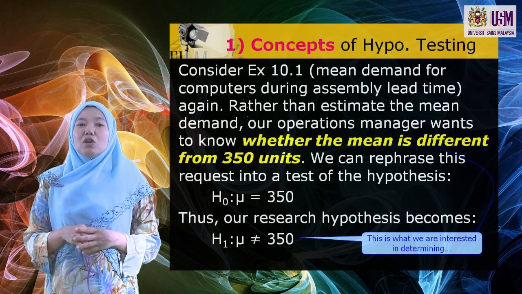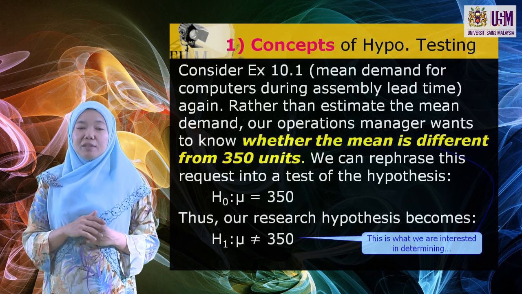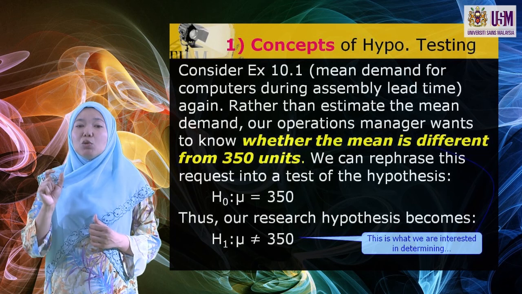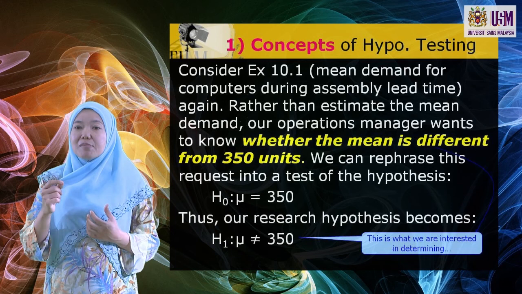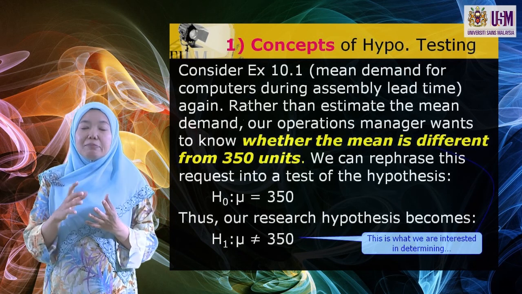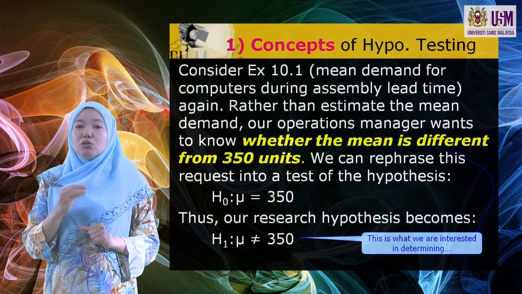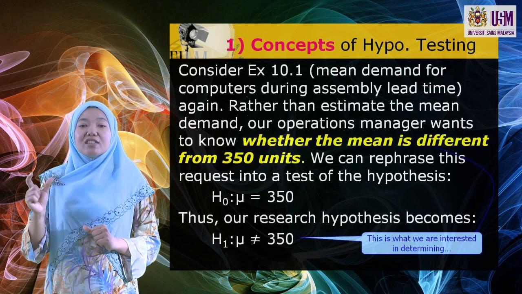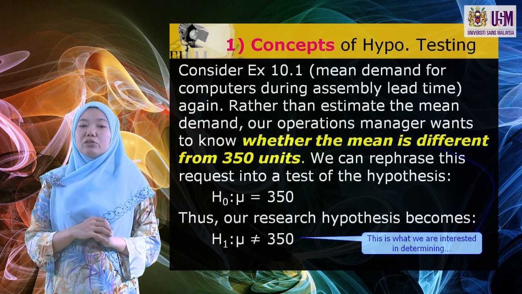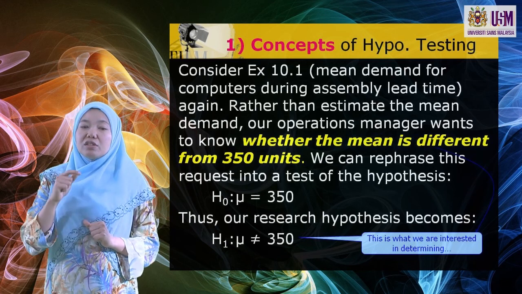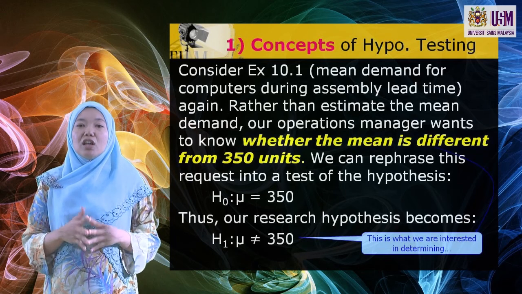So how do you write this? Because we're talking about the mean and the value is 350, you write H0 as mu equals 350. And because the phrase says whether the mean is different, and does not say that the mean is greater or less than 350, you write your alternative or research hypothesis as H1: mu does not equal 350. H1, mu not equal to 350, is the one that you are interested to examine.